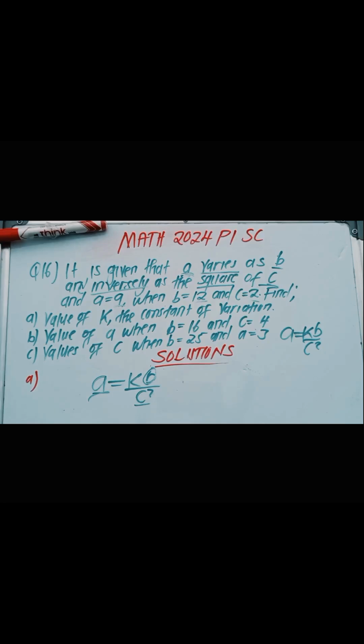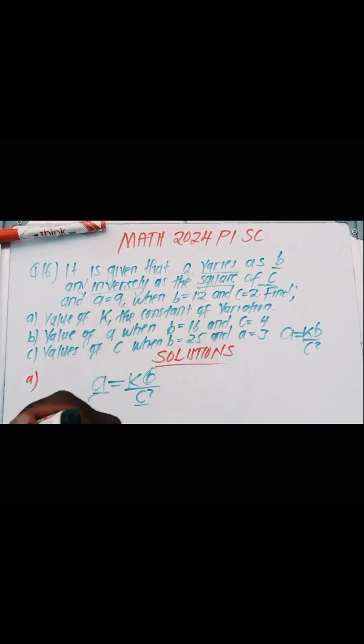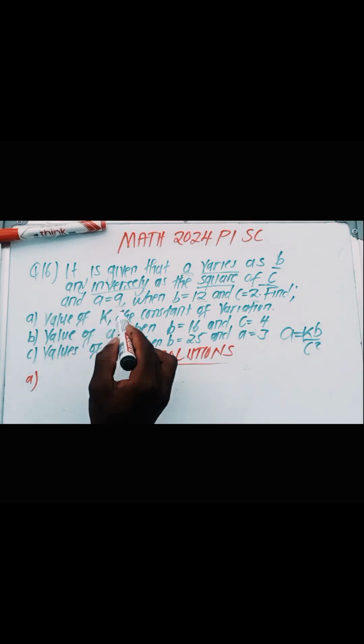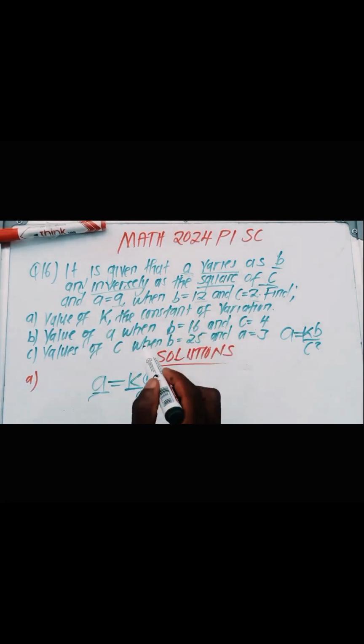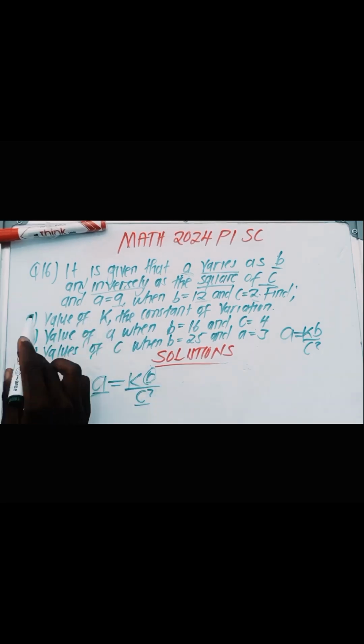The values of the first question are in this same question, in the information we have been given. It is given that A varies as B and inversely as the square of C, and A is equal to 9 when B is equal to 12 and C is equal to 2. These values are always going to be there, because they are the ones we use to calculate the value of K, which is a constant, for the first question.